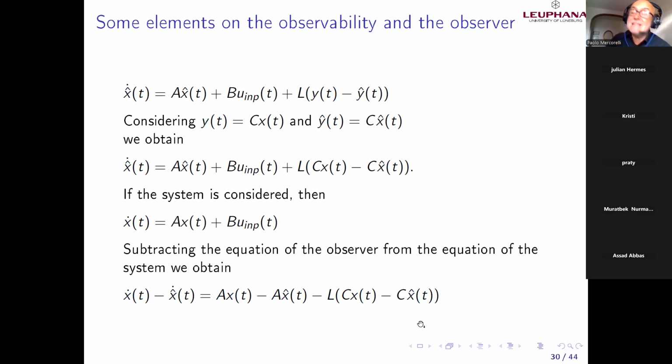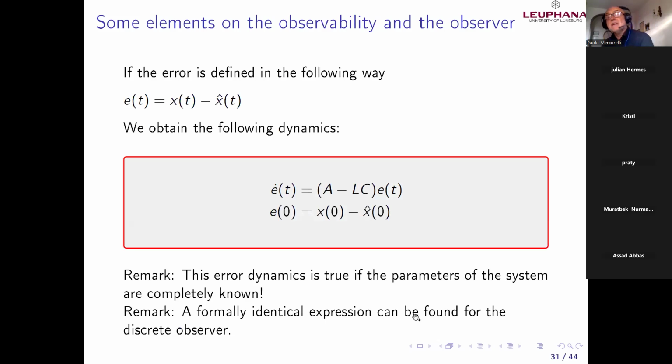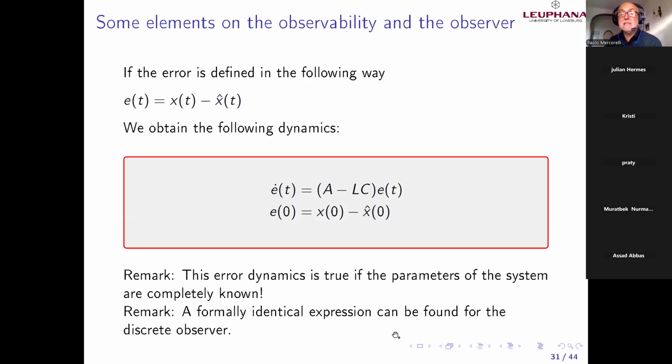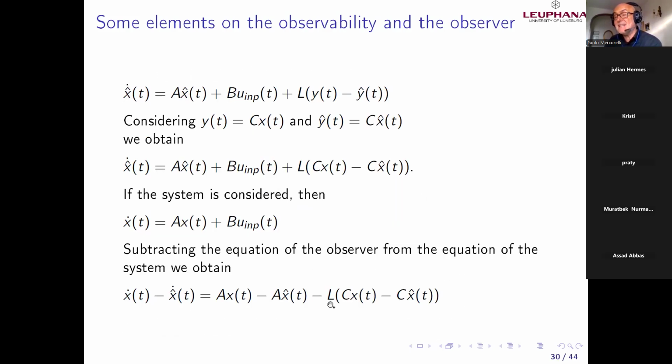If I define x minus x hat as the estimation error, because the idea is to have x hat equal x, it's clear the error is x minus x hat. It's easy to see from here, because here we have the error derivative equal to, if you remember what I put in evidence, L multiplied by C multiplied by the error, and here we have A multiplied by the error.